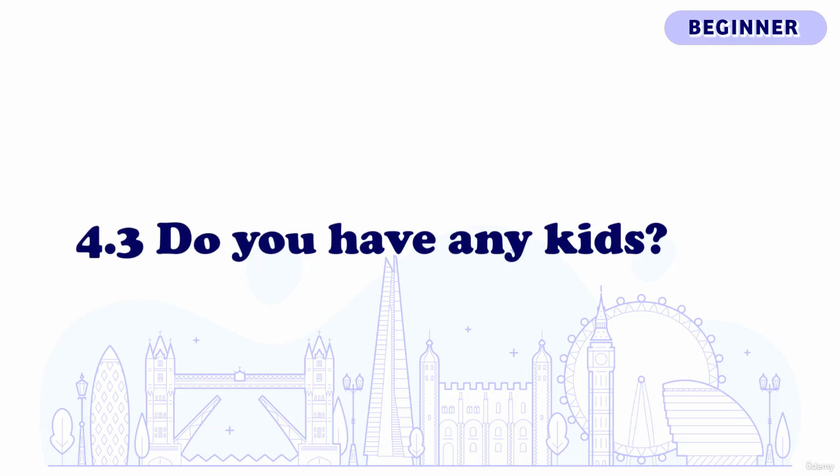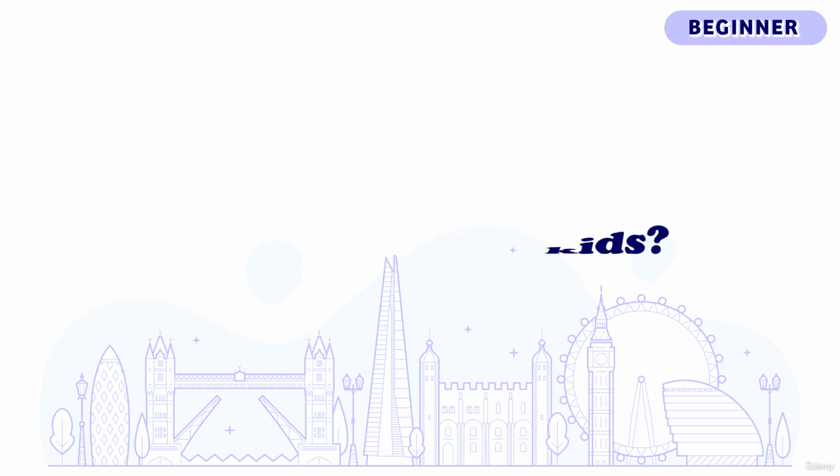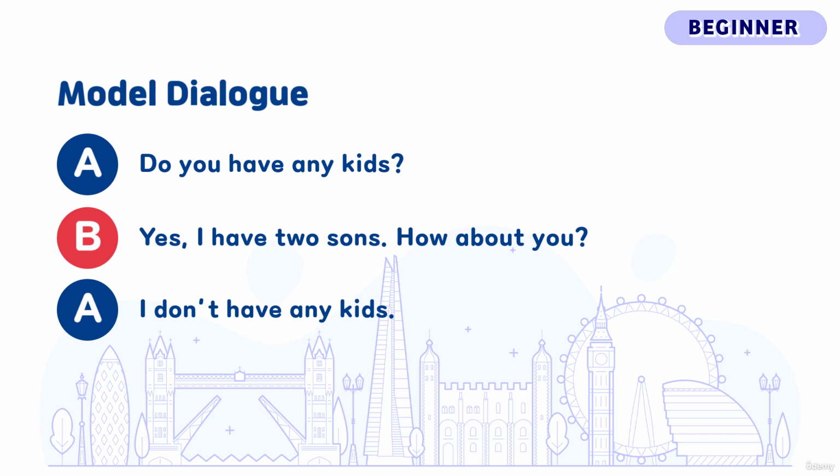Hi everyone, in this lesson we are going to learn how to ask people if they have children and how to say whether we have children or not. We will begin with a model dialogue, and in this dialogue the two people are going to ask each other about their children. As always, we will explain all the expressions in detail afterwards.